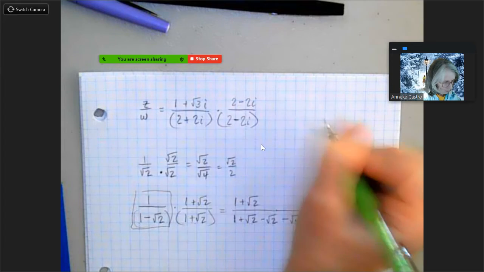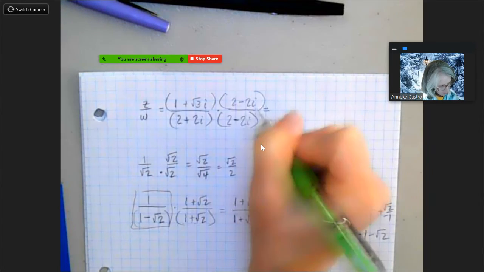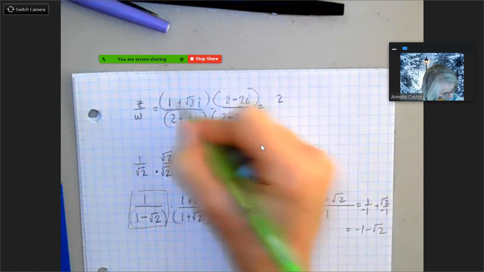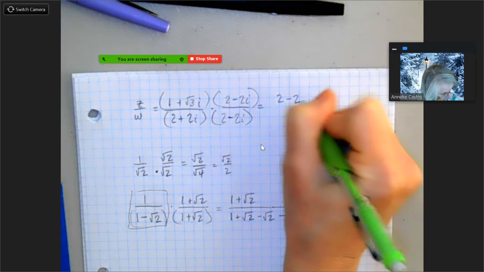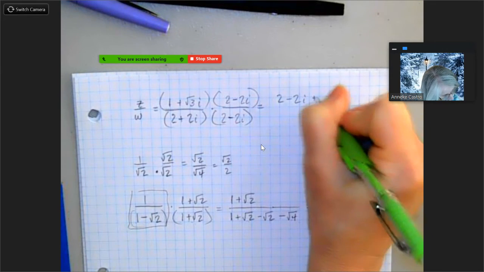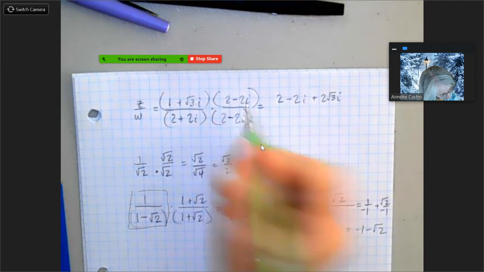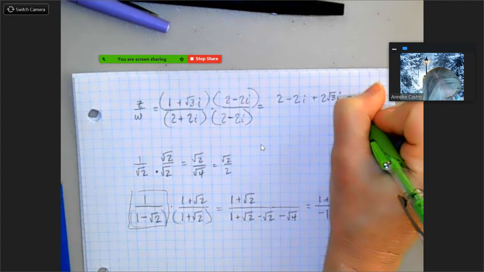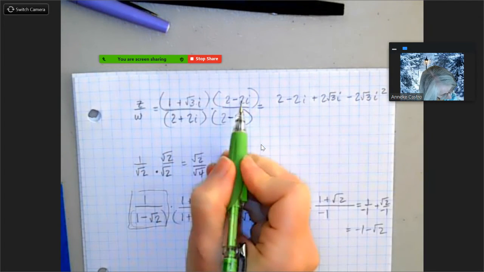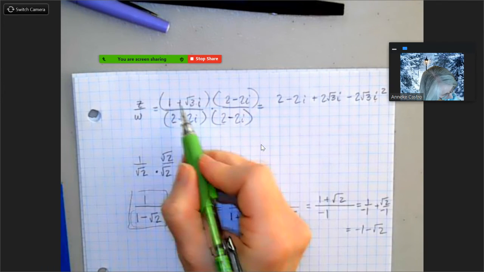He didn't bother to finish it, but we could go ahead and finish it. On top, I have to multiply these binomials. So 1 times 2 is 2. 1 times negative 2i is negative 2i. 2 times root 3i would be 2 root 3i. And then that times that would give me negative 2 root 3 times i squared. Okay, 2 times root 3 and i times i, and positive times a negative.